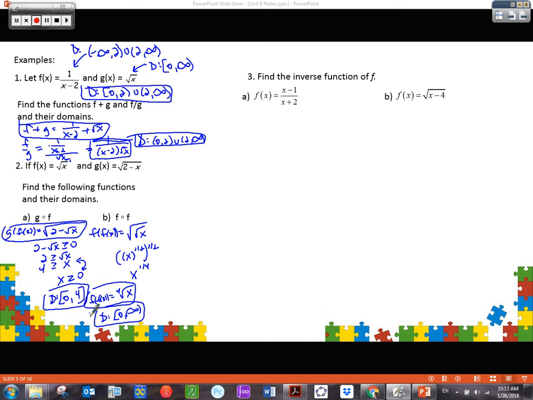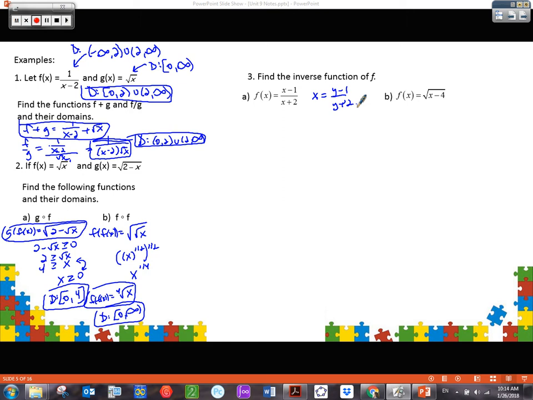Okay? All right, now let's look at finding inverses. That's our second topic for the day, is finding inverses. So algebraically, when we find an inverse, we switch the x's and the y's. Wherever there's a y, I put an x. Wherever there's an x, I put a y. So that's what we're going to do first. Let's switch them. So we know this f of x means y. So that's going to be x equals y minus 1 over y plus 2. Okay?